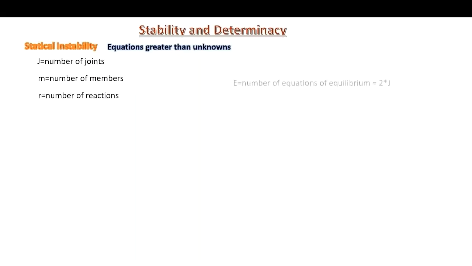Statical instability. Statical instability is encountered when equations are greater than unknowns. The number of equations is greater than the number of unknowns. J equals the number of joints, M the number of members, R the number of reactions. E is the number of equations of equilibrium and is equal to 2 multiplied by the number of joints. This is because, as we mentioned before, at each joint we have two equations which can be fulfilled.